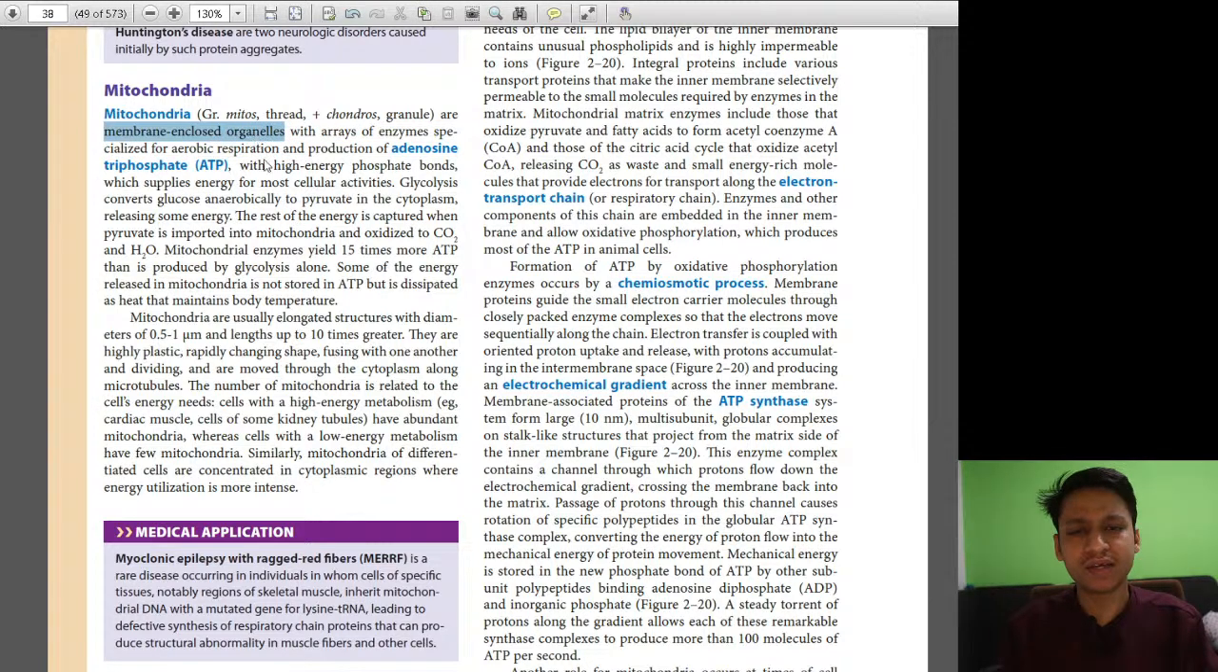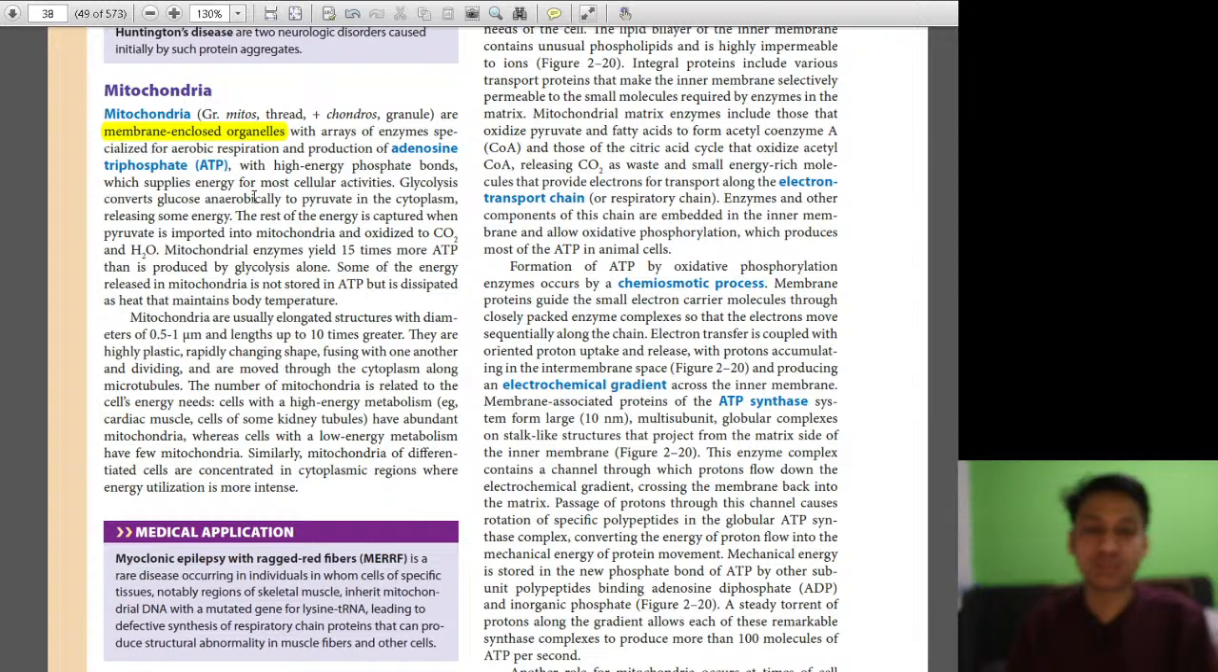and this type of question tries to confuse students about which organelle was membrane bound and which was not. Mitochondria is a membranous organelle, with arrays of enzymes specialized for aerobic respiration. Guys, remember this is aerobic respiration and production of adenosine triphosphate, that is ATP, that is energy, with high energy phosphate bonds, which supplies energy for most cellular activity.